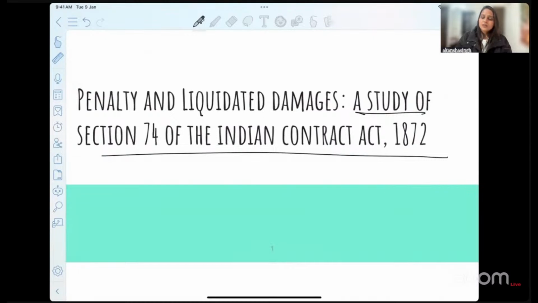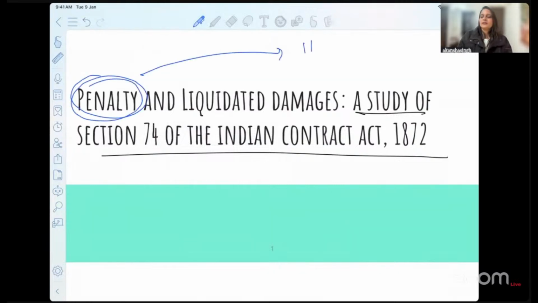Now, as I just said, we are talking about the term penalty. And why this term penalty, ma'am? If we go back to our Indian Penal Code classes, you can recall that we use the term penal because the intent there is to punish the wrongdoer, which is not so when we talk about the Indian Contract Act, because this is a civil law.